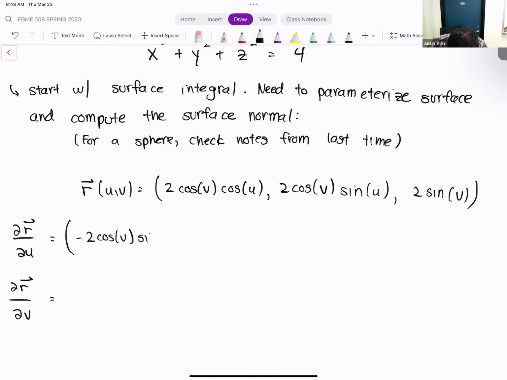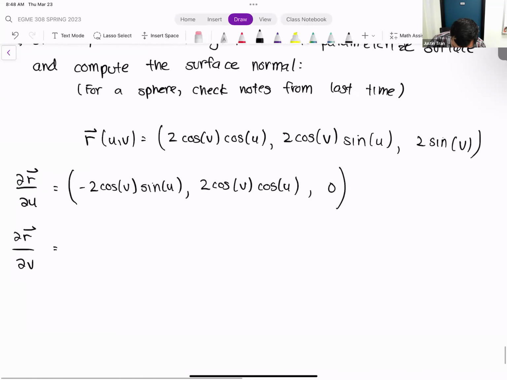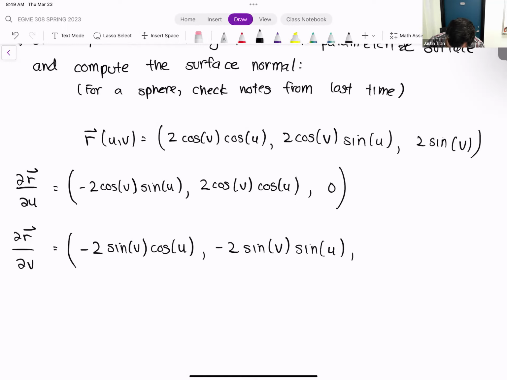Okay. All right. So if we compute these, we get -2 cosine v sine u, 2 cosine v cosine u, and 0. That's partial r partial u. And then partial r partial v, we have -2 sine v cosine u, -2 sine v sine u, 2 cosine v. So we've taken our parameterized surface, we've taken these derivatives, and so now we have the two tangent vectors in the plane. And so to get the normal vector, we just have to take the cross product between these two vectors.